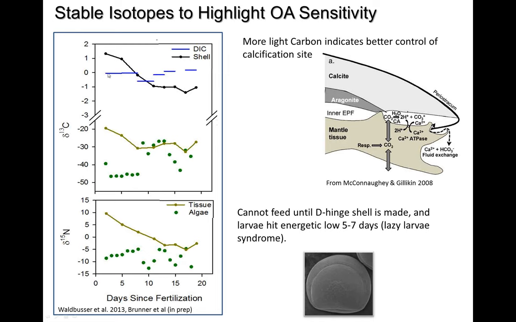If you precipitate aragonite directly out of seawater without any biological intervention, you usually get a fractionation of about plus 2.7. So we can actually use these numbers and estimate how much metabolic carbon, CO2 that's essentially being exhaled by the organism, is going into the shell, and how much seawater DIC goes into the shell.